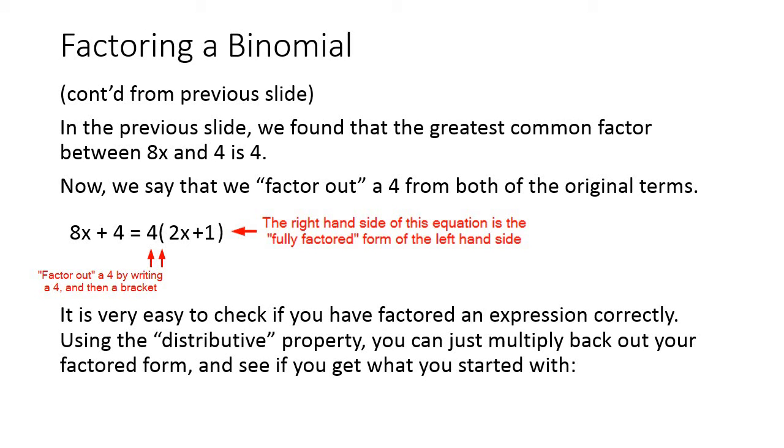It is very easy to check if you have factored an expression correctly. Using the distributive property, you can just multiply back out your factored form and see if you get what you started with. So 4 times 2x plus 1, multiplying the first things there, 4 times 2x is 8x. Multiplying the last, you get the plus 4. And you better get the same thing, because that's basically what we use to figure out what we put in the bracketed part here.